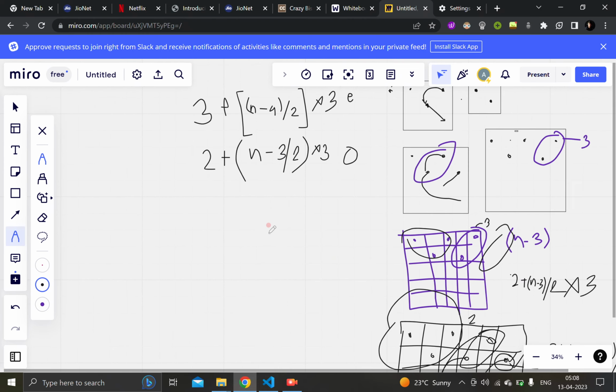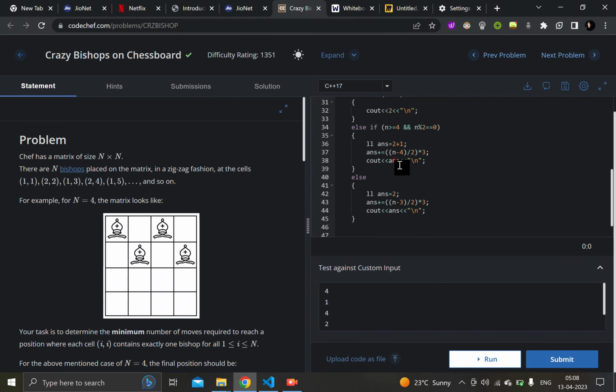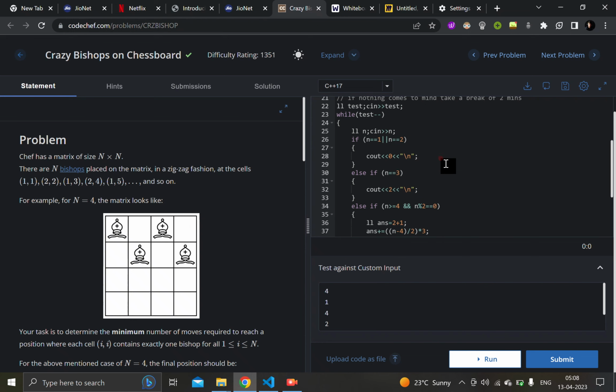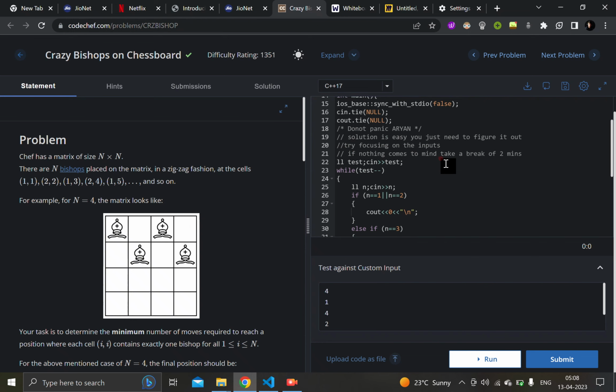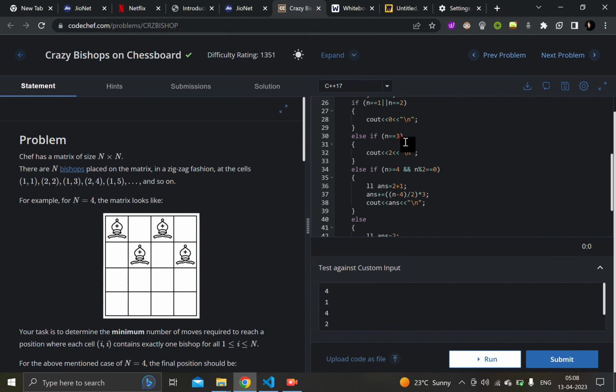It was more or less an observation based question. I have already written here: for even, this is the formula, and for odd, this is the formula, and till n is equal to 3 we will hard code the answer. So let me give you the submitted code which I used during the contest. For n equal to 1 and 2, I have hard coded the answer as 0. For n equal to 3, I know the answer will be 2.